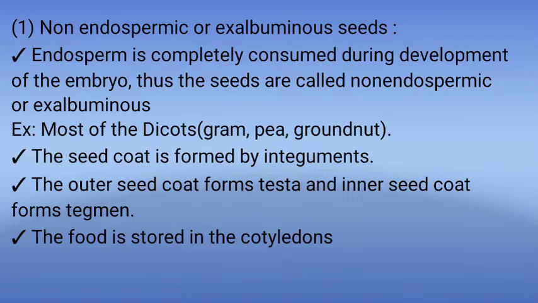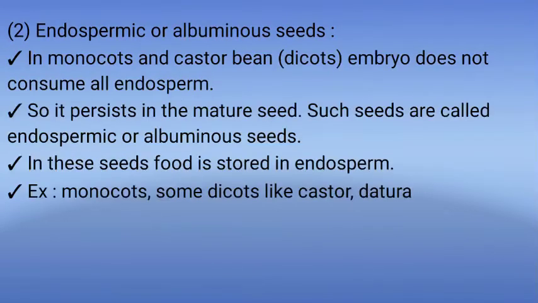The seed coat is formed by integuments in those plants, the outer seed coat called testa and the inner seed coat called tegmen. In dicotyledonous plants, mostly they consume the endosperm but they store food in cotyledons. The second type is endospermic or albuminous seeds, found mostly in monocotyledonous and some dicotyledonous plants like castor bean.